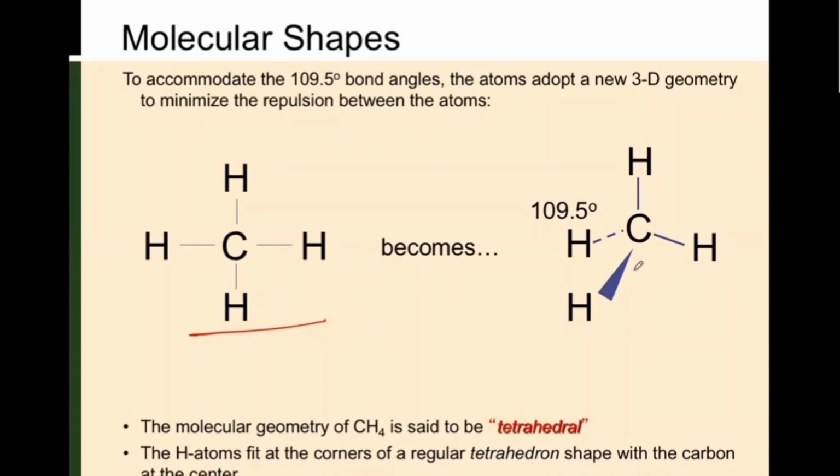Whenever we have an arrow like this, which is filled in, that means it's coming out towards us, out of the page. And then this dashed line, or sometimes you see it like a dashed wedge, means it's going away from you. So the molecular geometry of CH4 is said to be tetrahedral. The hydrogen atoms fit at the corners of a regular tetrahedron shape with the carbon at the center. So a tetrahedron is something like this.